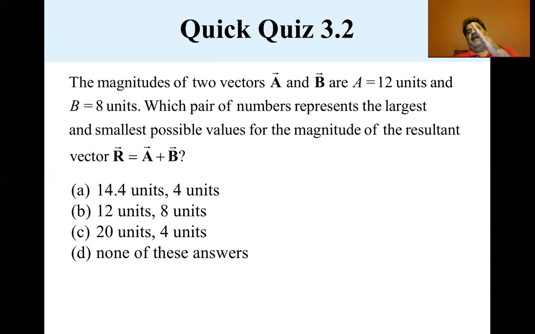Now, let's say you have A equals 12 and B equals 8. If you were to put them one on top of the other in the same direction, what would your result be? 12 plus 8 is 20. So 20 is the maximum. Now, what if you were to reverse the B, which is 8 units, in the opposite direction of A? It would be 12 minus 8 is 4 units. So the correct answer is C, 20 units and 4 units.